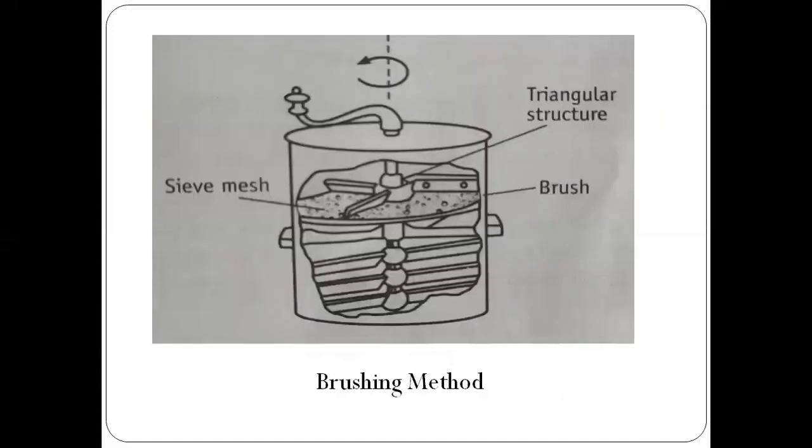So this is the diagram which shows the brush which is attached to the center of the sieve. This gets rotated, and with the help of the brush attached to this longitudinal axis, the material is sieved out.